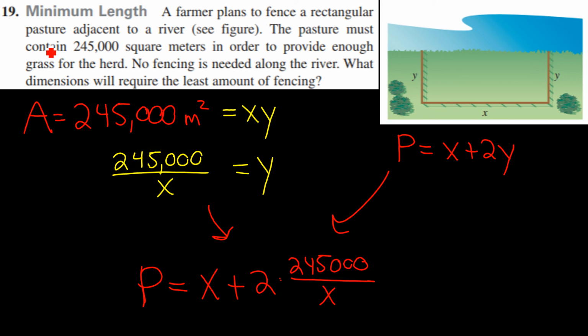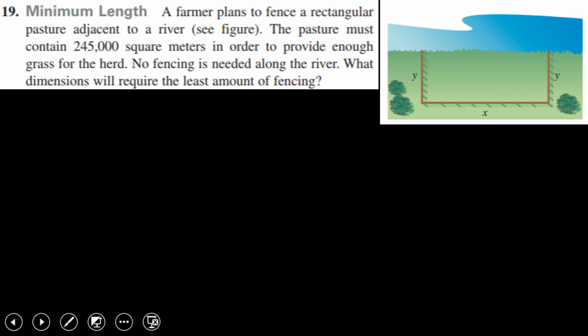So my perimeter equation was the same thing as x plus 2y's, which I'm going to simplify as 490,000 over x. So that's 2 times the 245,000. And I'm going to write this just a little bit differently as well, just to make it easier to do the derivative. I'm going to write this as 490,000 x to the negative first. It'll help make things make more sense in a second.